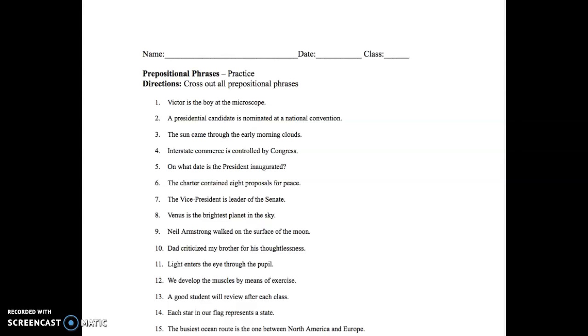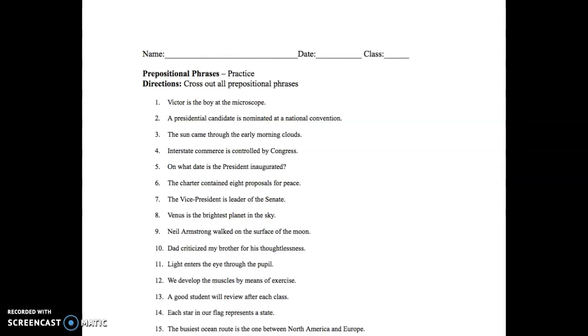Today we will begin reviewing prepositions and prepositional phrases. It is important to be able to memorize all of the prepositions and then identify them in sentences. If you are able to cross out prepositional phrases in sentences, you are able to find the subject and the verb much more easily. So we will begin our grammar study in prepositional phrases.